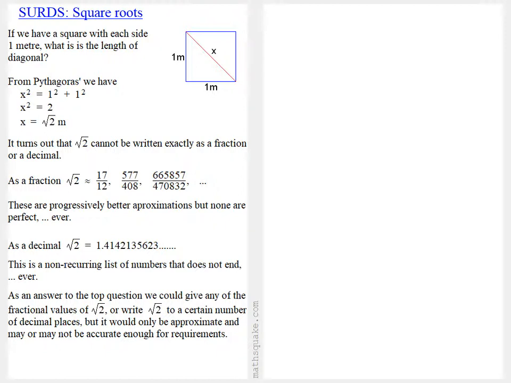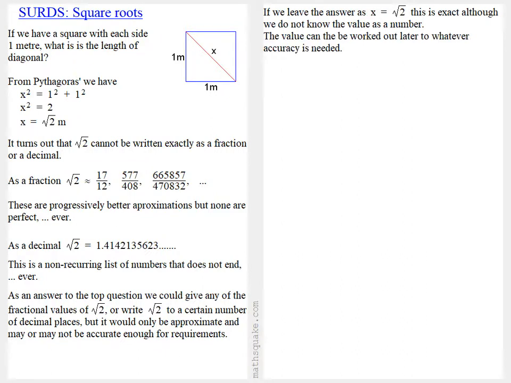But however we did it, it would only be approximate, and may or may not be accurate enough for the requirements that we need. If we just leave the answer as x equals the square root of 2, this is exact, although we do not know the value of the number. However, the value could be worked out at a later stage to whatever accuracy is needed.